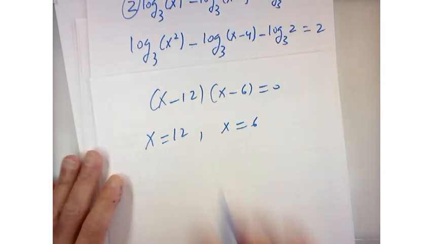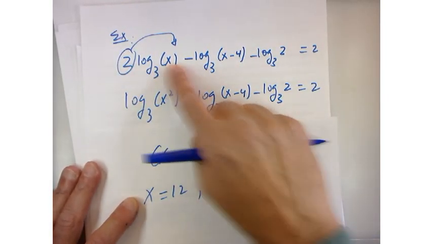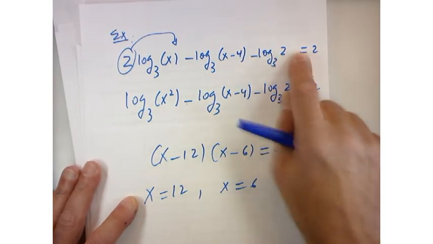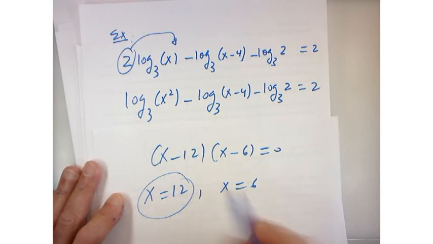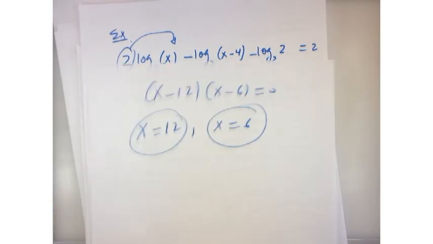We're gonna check again, make sure we don't have log of 0 or log of negative. If you put a 12, that's log of 12. 12 minus 4, that's log of 8. No variable there, so that works. 6 is good. 6 minus 4 is 2, is good, so we're good. So both of them check.